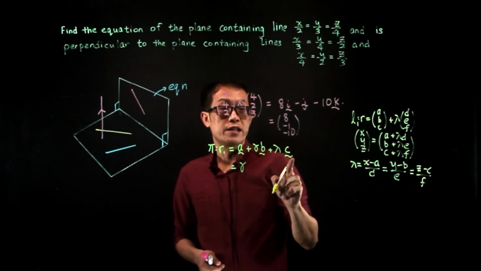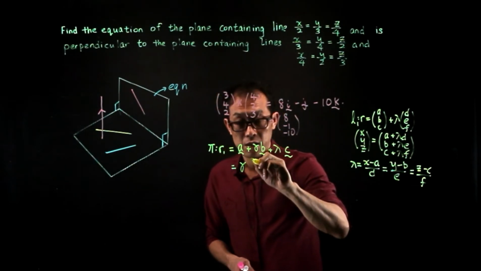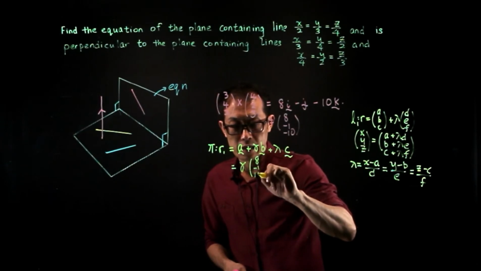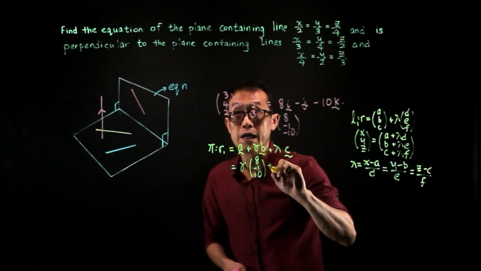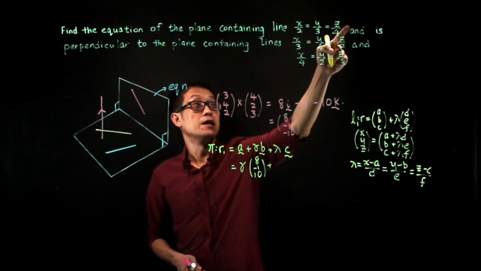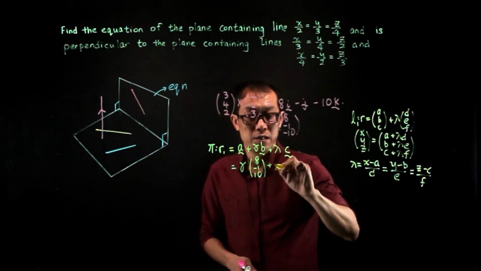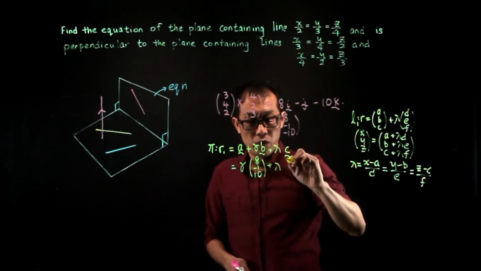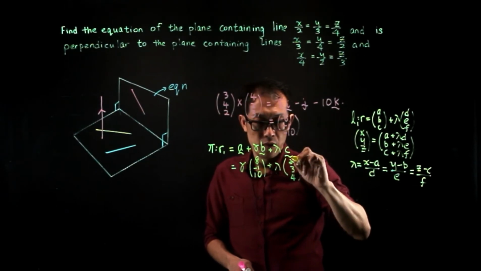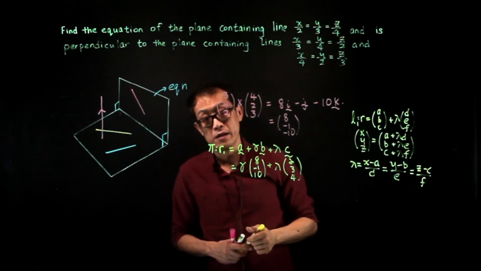So you want two vectors that are parallel to the plane. This is one of it: 8, minus 1, minus 10. Now the other one will be given by the direction of this vector here. So the direction vector is 2, 3, and 4. So this is the vector equation of the plane.